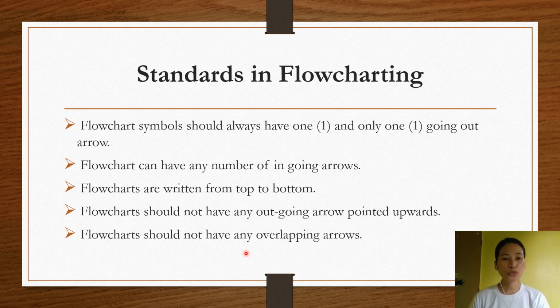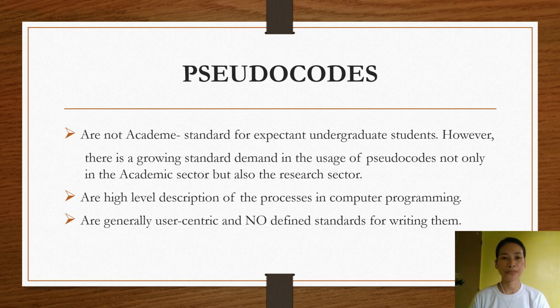Flowchart symbols should always have one and only one outgoing arrow. Flowcharts can have any number of ingoing arrows. Flowcharts are written from top to bottom. Flowcharts should not have any outgoing arrow pointed upwards. Flowcharts should not have any overlapping arrows.